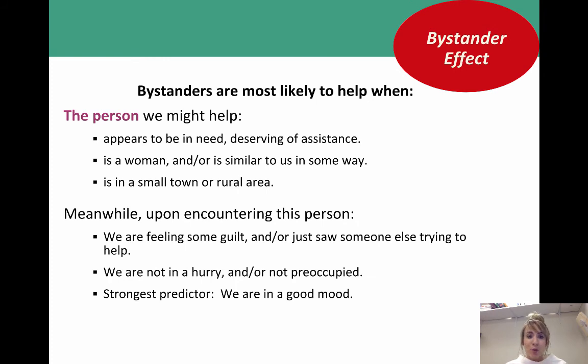What are some things that can influence this? If somebody appears to be deserving of our assistance, then we're more likely to help. If somebody is dressed like us, or is a woman over a man, or if it's a small town where people tend to know each other more, you're more likely to get help. Ultimately, when we go to a person who needs help, we might feel some guilt if we saw somebody else help them and we don't try. That's that conformity thing.